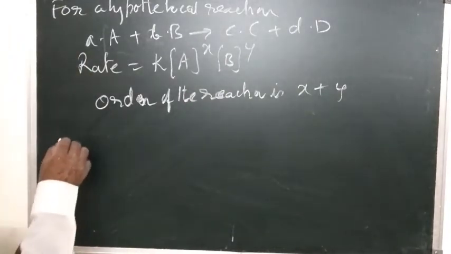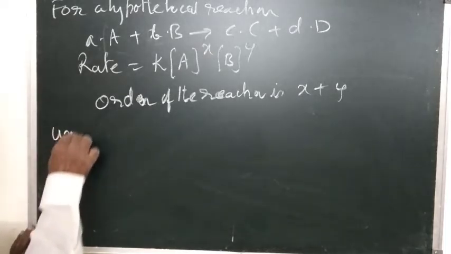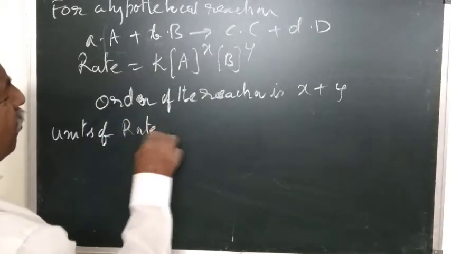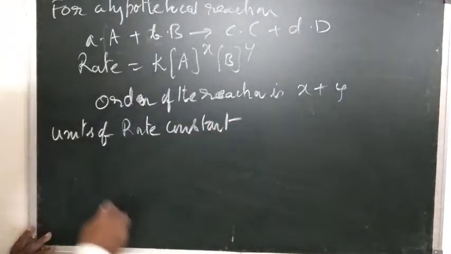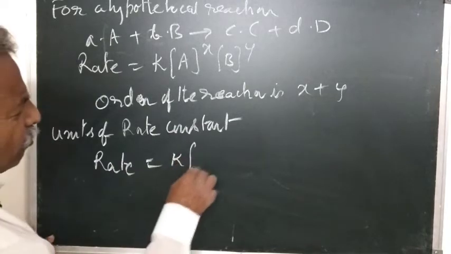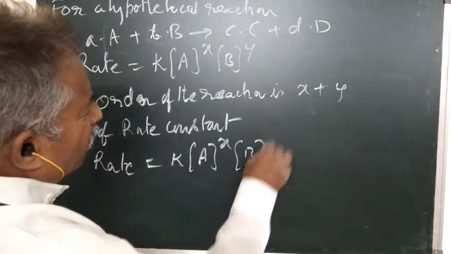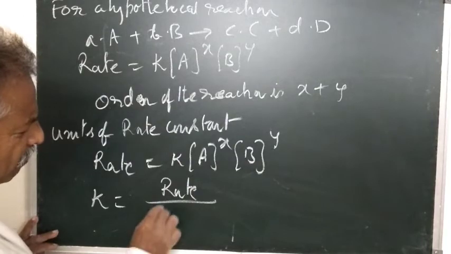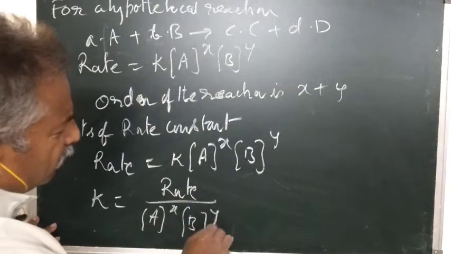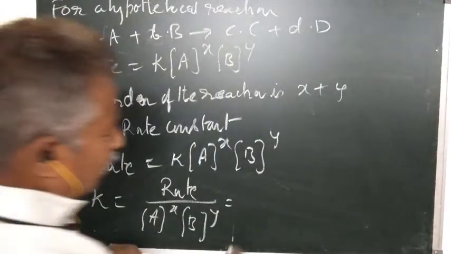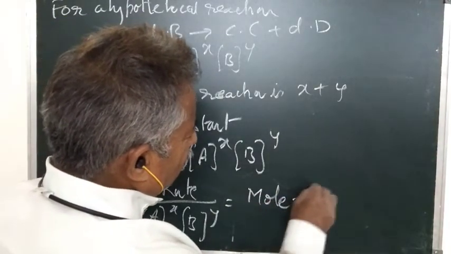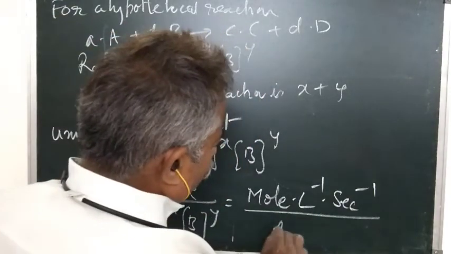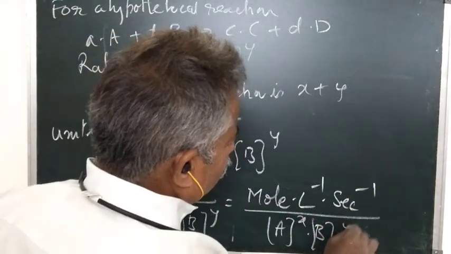Now, let us find the units of rate constant. Now, rate equal to k into A to the power x into B to the power y. Now k equal to, bring this to the side, rate by A to the power x into B to the power y. This is nothing but, how do we find the rate? Rate is nothing but mole per liter per second. Mole per liter per second by A to the power x into B to the power y.